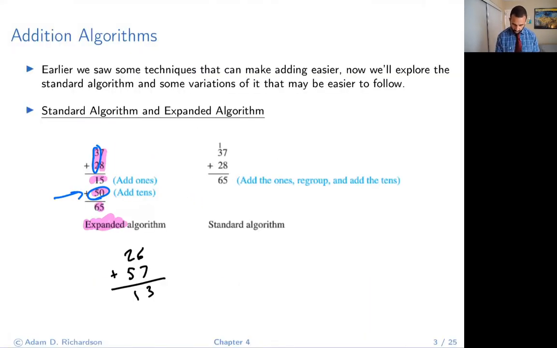And now that we've done the ones, let's do the tens. Now we're not adding 2 and 5, we're adding 20 and 50. So we're going to end up with 70, and we're just going to write 70 down below. And then we're going to add those up, and we're going to get 83, and that's the result. Pretty cool, huh? I think that's pretty cool. All right, so that's the expanded algorithm for addition.